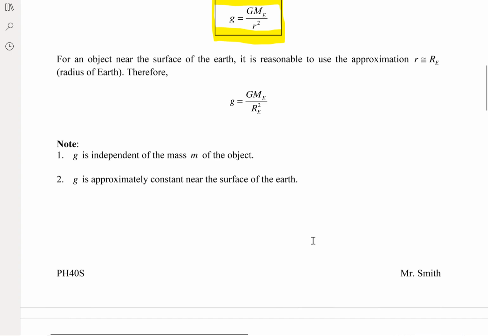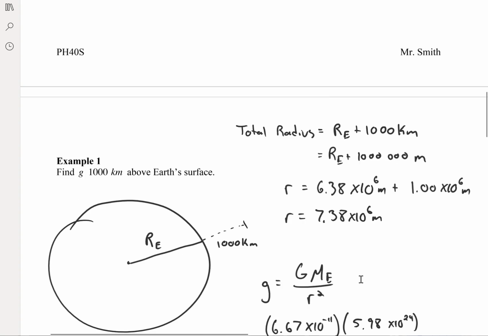A couple things to notice here is that g is independent of the mass. It only depends on the mass of the large object. And it's approximately constant near the Earth's surface, but not always. So we usually use 9.8, but today we're not going to.